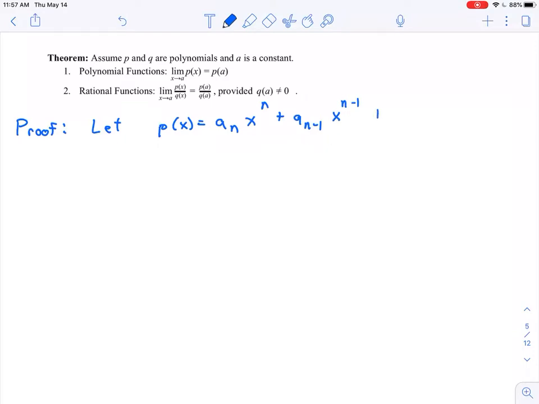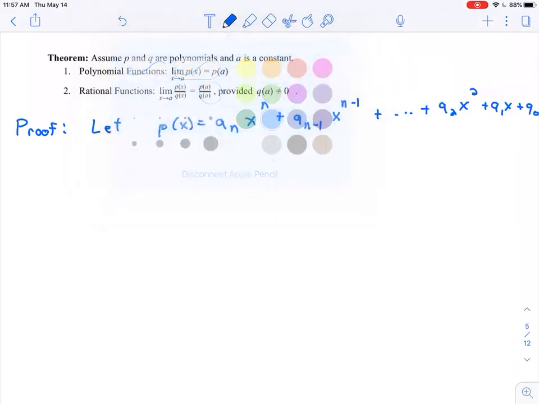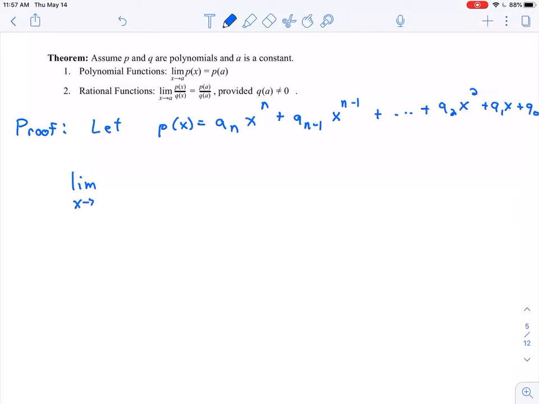And you'd keep going with that, however many terms we have, until we got to, say, a2x squared plus a1x plus a naught for our constant term here. If I wanted to look at the limit as x approaches, let's say, I used a, but I don't really like a, I'm going to use c here, of our polynomial function p of x.